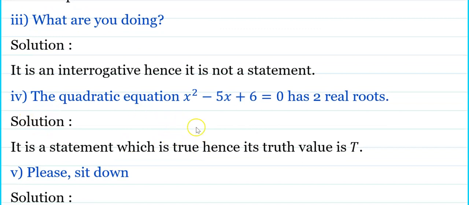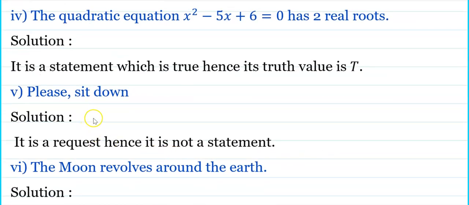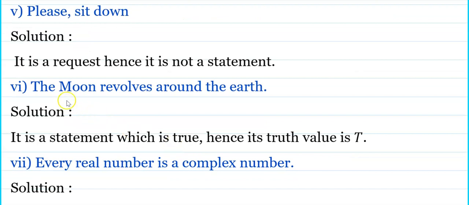The quadratic equation x square minus 5x plus 6 has two real roots. Yes. हे बरोबर आहे. त्याला दोन रिअल रूट्स असणार आहेत. It is a statement which is true and hence its truth value is capital T. Please sit down. It is a request and hence it is not a statement. The moon revolves around the earth. It is a statement. हे बरोबर आहे.